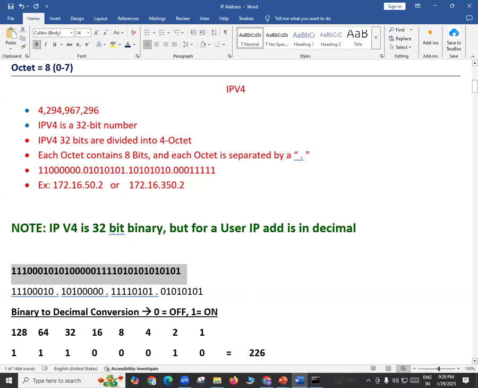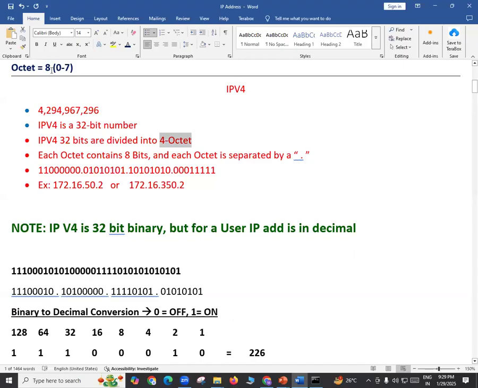But does it make any sense if you just take all 32 binary numbers, 0, 1, 1, 0, something like this? No. The design of IP version 4 is that there are 32 bits available, but these 32 bits are divided into totally 4 octets.